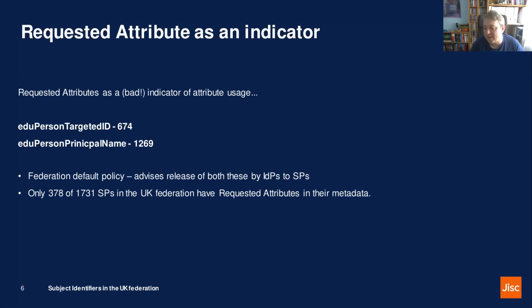The reason it's a bad indicator is not just that it doesn't appear in the metadata for all service providers, but also that the default policy advises release of EduPerson targeted ID to SPs, while EduPerson principal name might be released on a per-case basis that we're not aware of. So it's not a great indicator. Also, requested attributes came along a bit later, so people didn't have them in their registrations, and that hasn't always been added in.